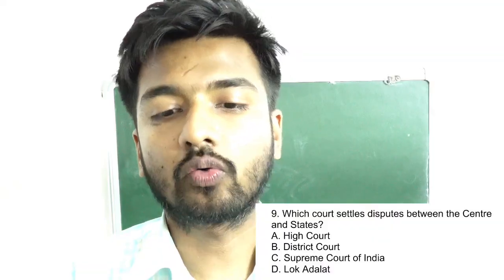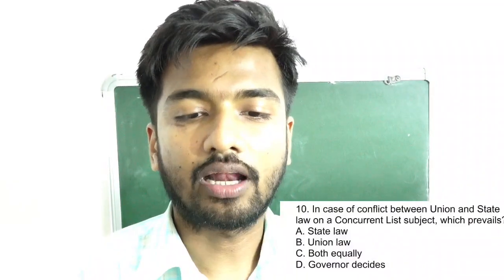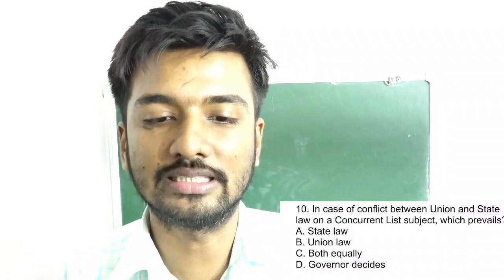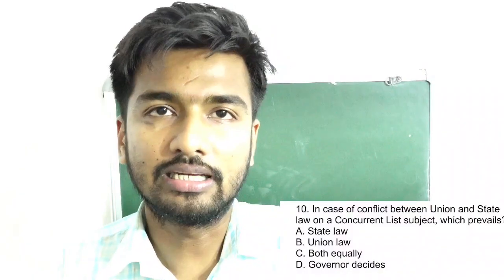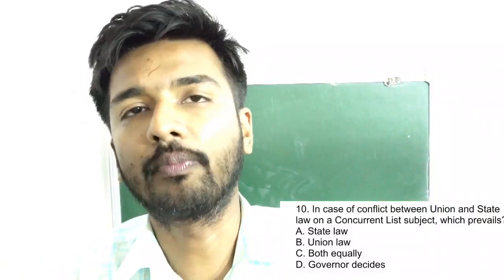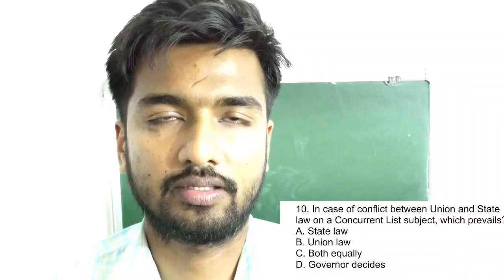Now, question number 9: which court settles disputes between the center and the state? The answer is the Supreme Court, also known as the guardian of the Constitution. Question number 10, the last question: in the case of conflict between a union and a state law on a concurrent list subject, which prevails? For example, if education is in the concurrent list, and there is a law made by the state government and another law made by the union government, which law will act? The answer is that the union law will act.